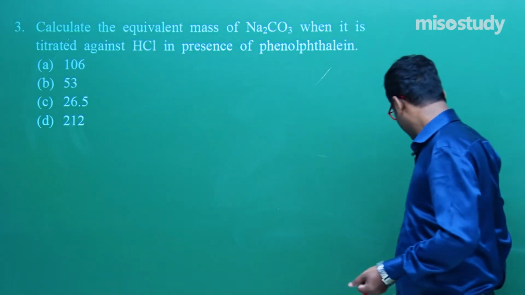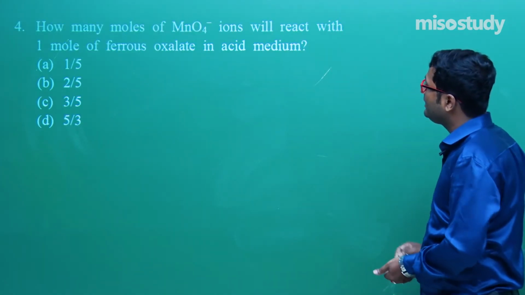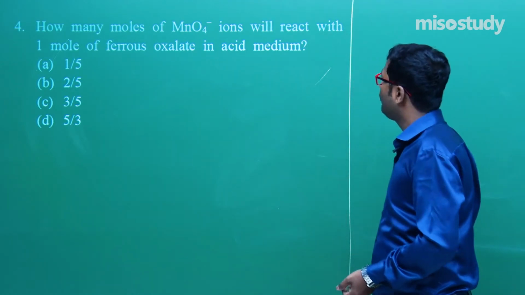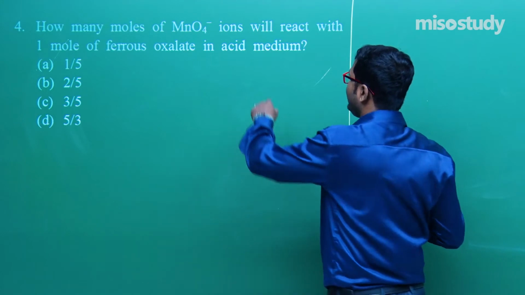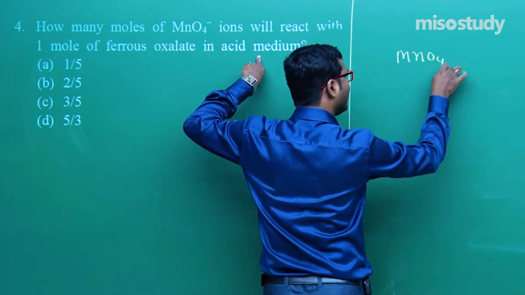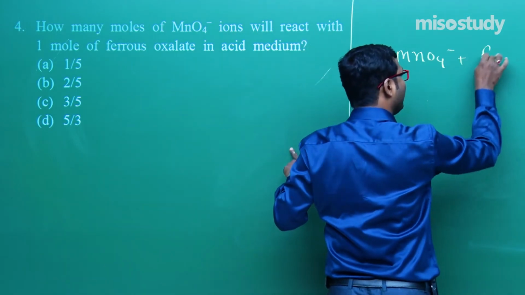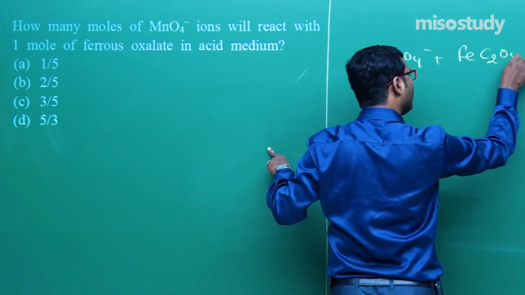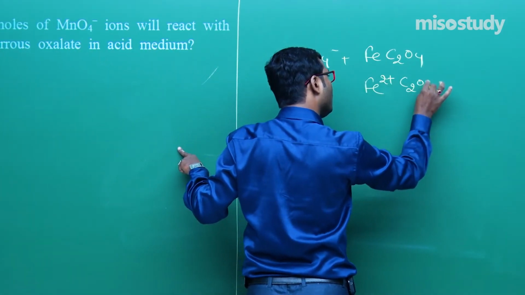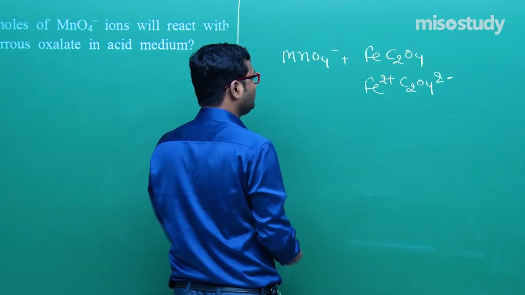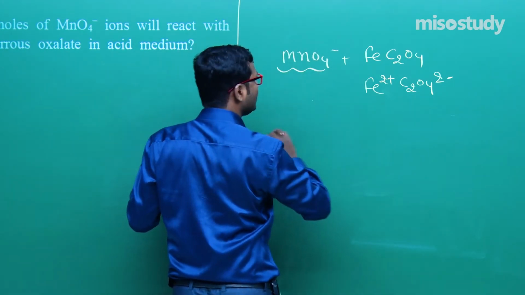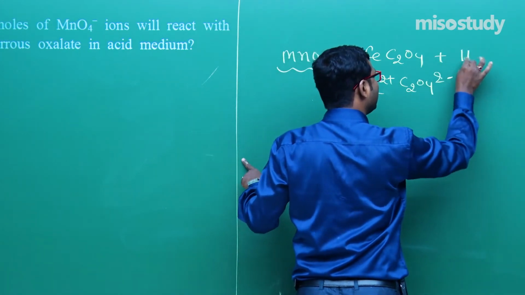What is the next question? Read the question carefully. How many moles of MnO4 minus ion will react with 1 mole of ferrous oxalate, in acidic medium? That is MnO4 minus, clear? That is FeC2O4, ferrous oxalate. It can be written like Fe2 plus and C2O4 2 minus. Then MnO4 minus, this is the reaction, in the presence of H plus.